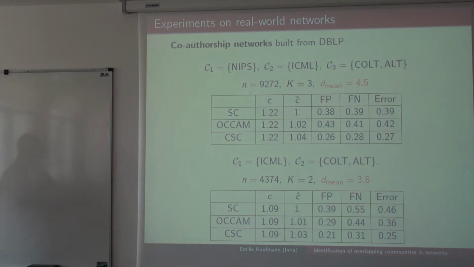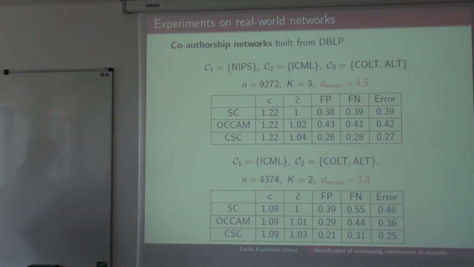So we tried to build our own networks with more overlap by constructing some co-authorship networks using the DBLP database. And so we chose here as ground truth communities 3 different machine learning conferences or groups of conferences. So we took the nodes to be all authors in one of these conferences. We draw edges if they co-published. It gives us some quite large networks.